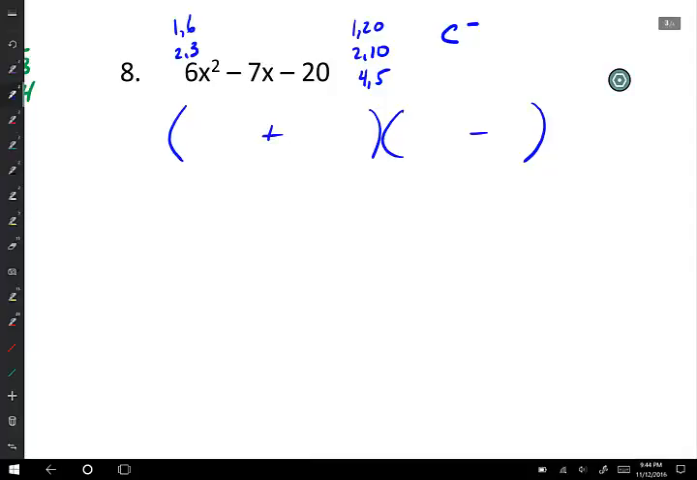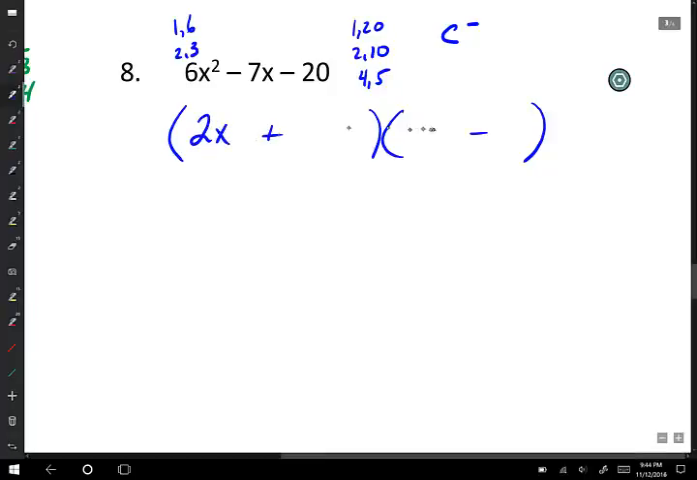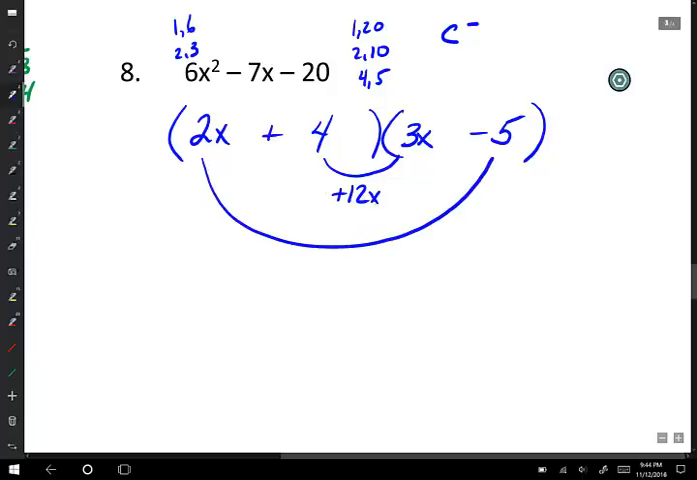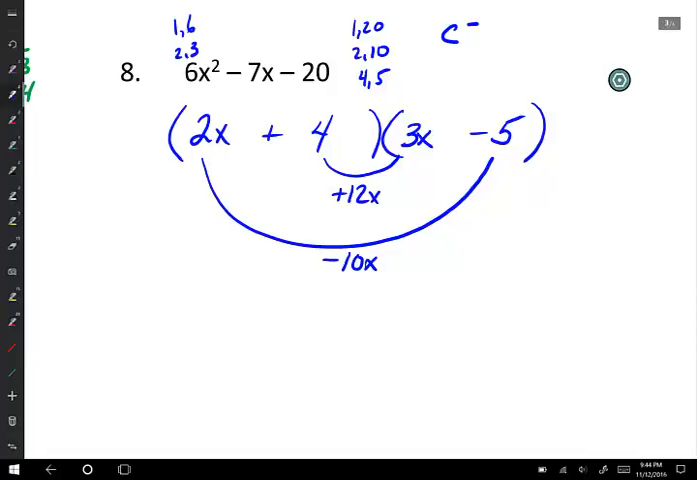I'm going to stick with the ones that are close together because they typically are what we end up going with. Our 7x, you notice in the middle, is not an extreme number, and so we're just going to put in 2x and 3x. And then I'm going to choose 4 and 5. I have no idea if these are going to work, but let's try. Our inside is positive 12x. Our outside is negative 10x. Well, that gets us positive 2x. Certainly not a 7x, and so we're going to have to switch it around.